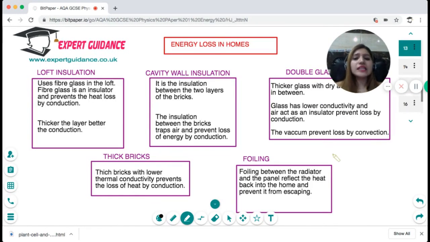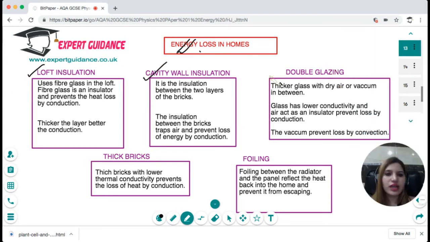Okay, now since we know that there are a lot of ways in which energy can be lost by conduction, convection, and radiation, it's very important for us to conserve energy, especially in the UK, so that we can control our heating bills. Now, what are the various ways in which we can prevent the loss of energy in homes? It's by loft insulation, cavity wall insulation, double glazing, using thick bricks, and foiling.